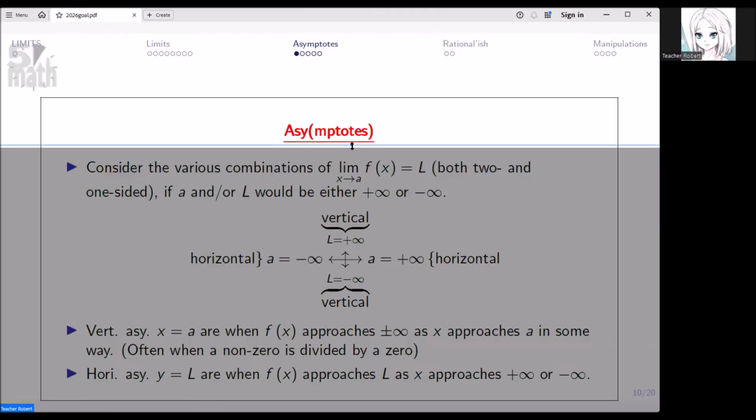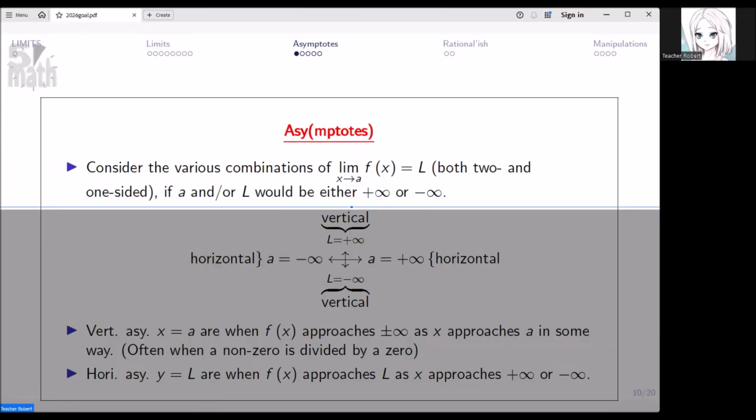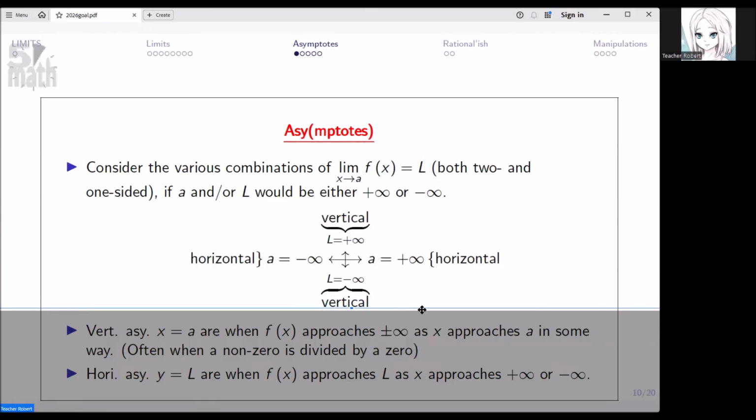Asymptotes. Consider the various combinations of limit as x approaches a of f of x equals L, both two- and one-sided, if a and/or L would be either positive or minus infinity. Vertical and horizontal asymptotes.